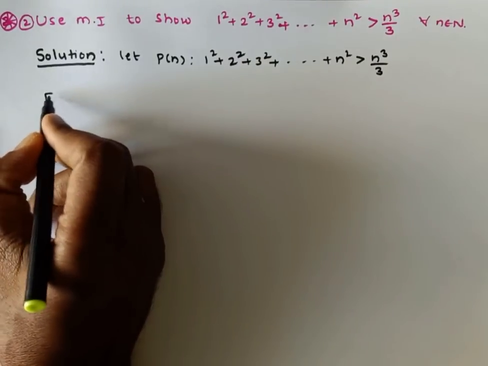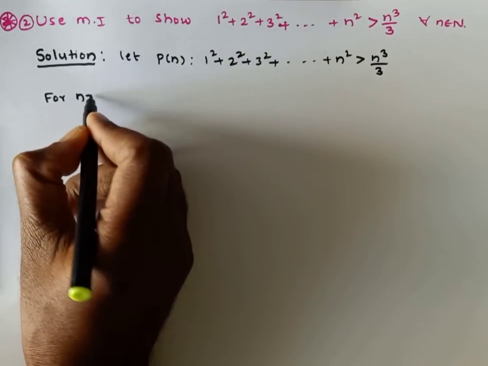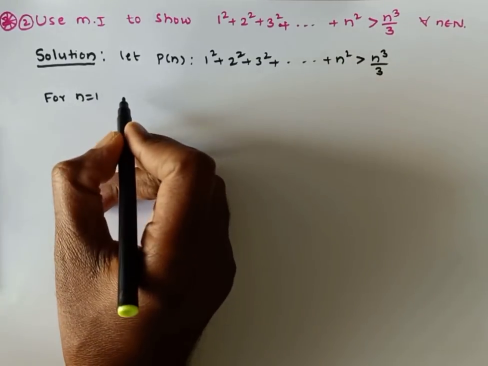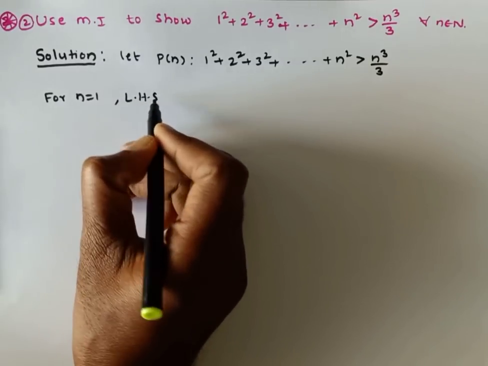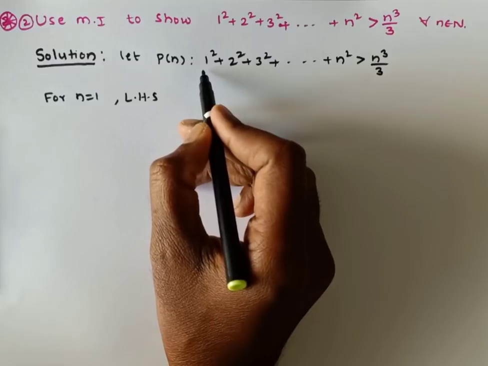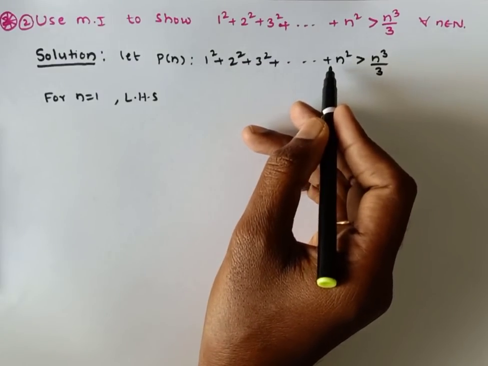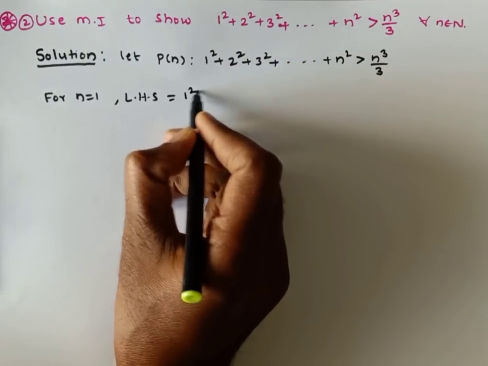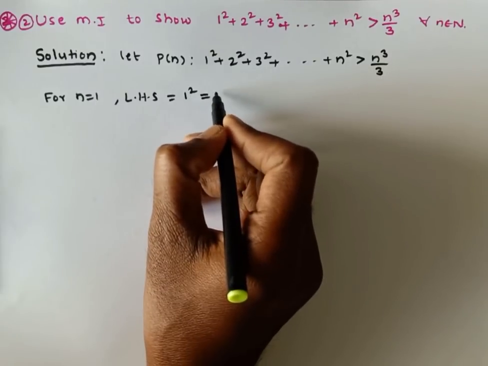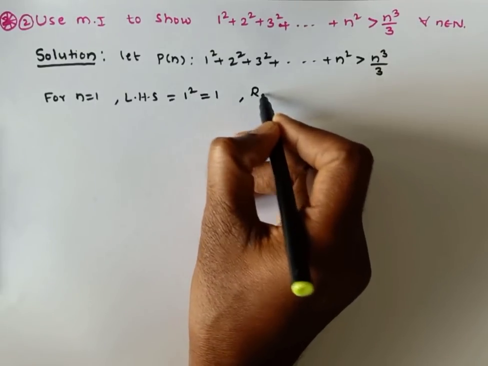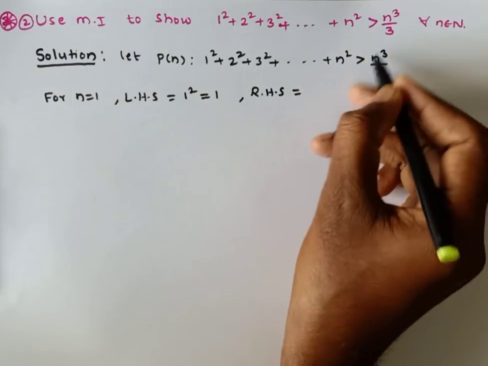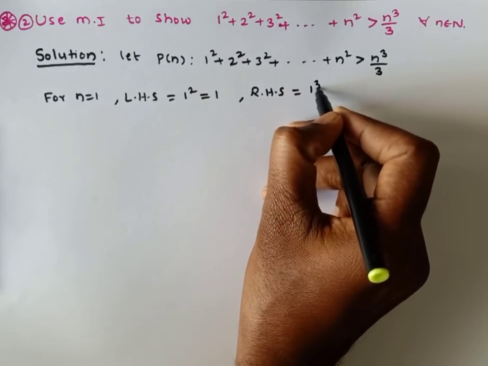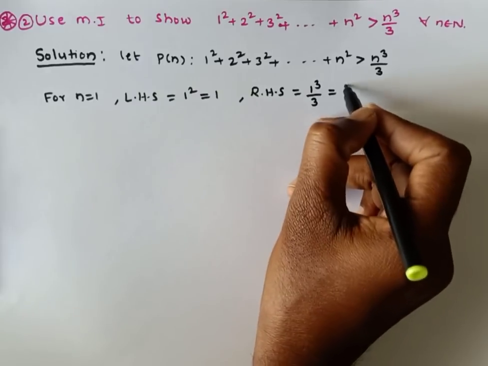Now, what is the first step of our mathematical induction? That is for n equals 1. So let's check for n equals 1. Say the left hand side of the given statement. n equals 1 means only the first term of the series. So the first term of the left hand side is only 1 square. 1 square is 1. And the right hand side is only one term in terms of n. So replace n with 1, so it is 1 cube by 3, which means 1 by 3.